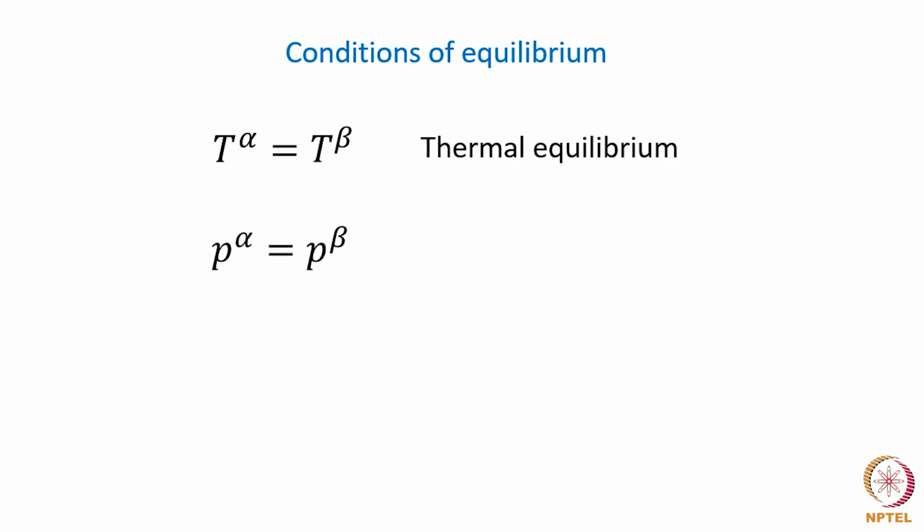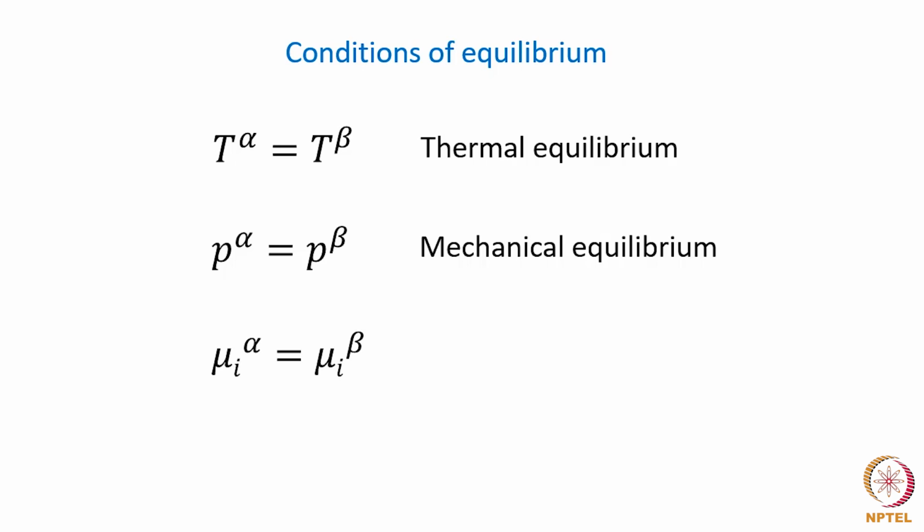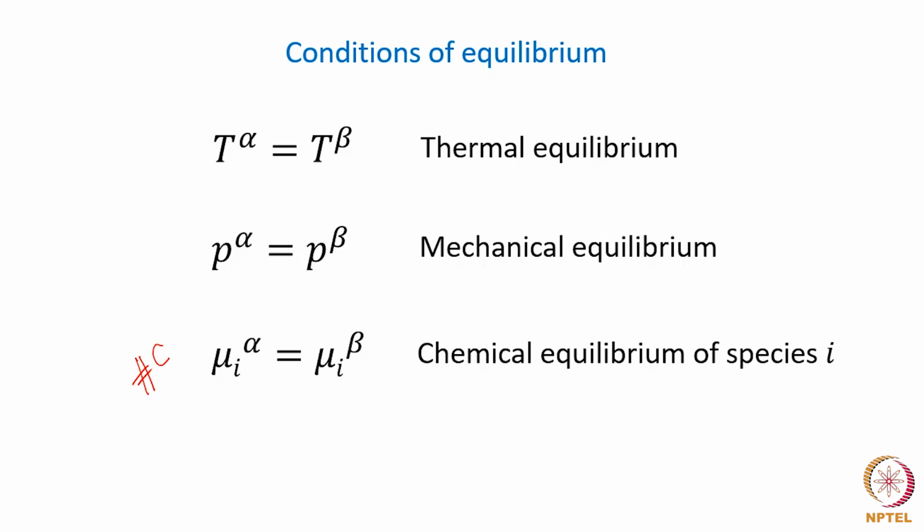Similarly, P alpha is equal to P beta, which means that they are having a mechanical equilibrium. And then we write mu I alpha is equal to mu I beta, that is the chemical equilibrium for the species I, which means that we have as many as C number of chemical equilibrium conditions, because the species I can take values from 1 to C, since the number of species in this particular system is C.